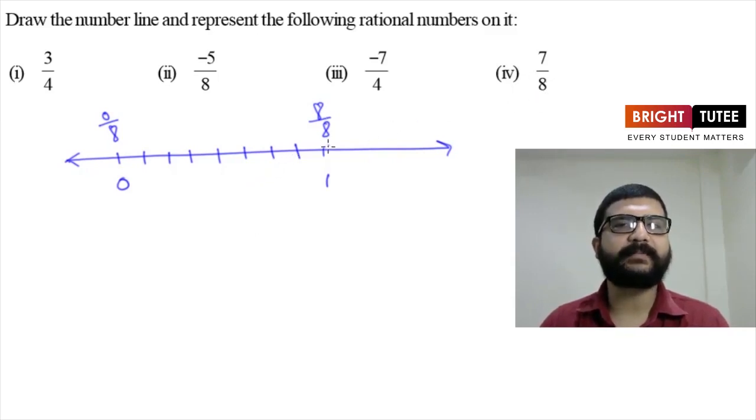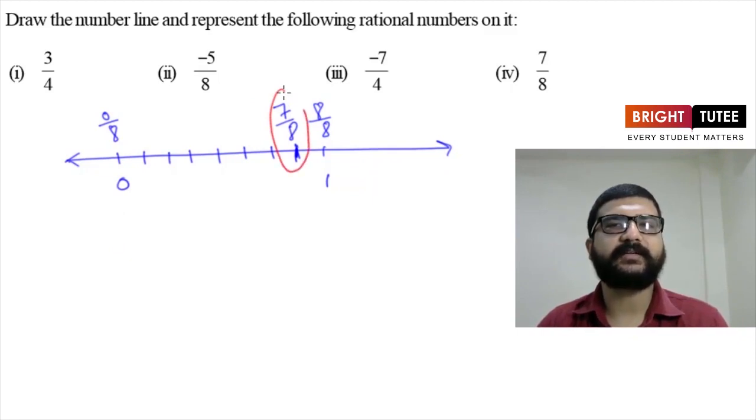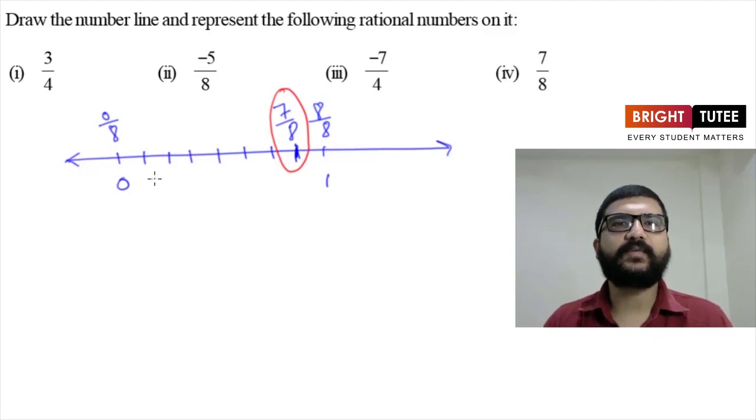As we can see here, it is 8 upon 8. So the number just before this will be 7 upon 8. That is this number here, it is 7 upon 8. The required number, it is at this position on the number line. So this is how we can draw rational numbers on a number line.